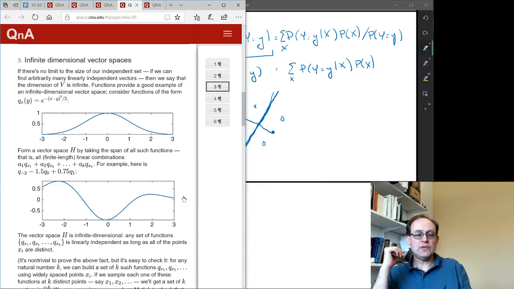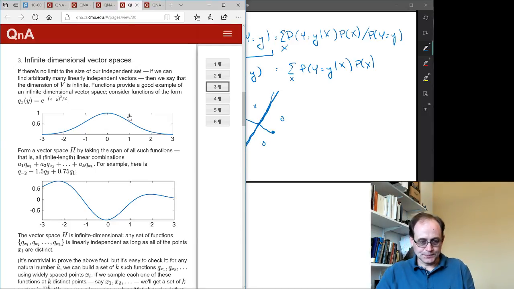So if for any k we can find an independent set of size k, right? That means we can find arbitrarily many linearly independent vectors. Then we say that the dimension of our vector space is infinite. And a good example of an infinite dimensional vector space is a space of functions. So here's one. Let's take a function called q sub x of y, right? This is a function of y, and it has one parameter x, and it has this form, e to the minus (x minus y) squared over 2. So here's q sub 0, right? And q sub 1 would be the same thing, but shifted so that the highest point is at 1.